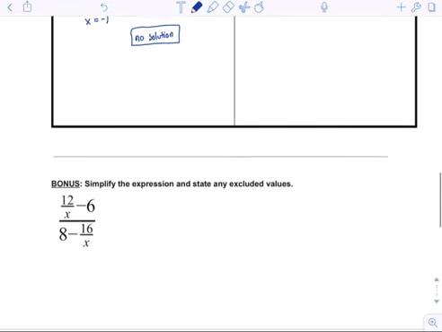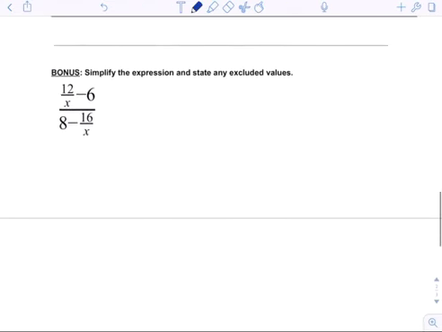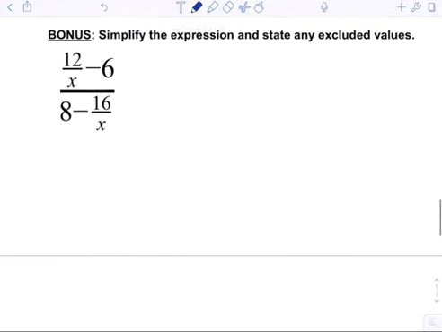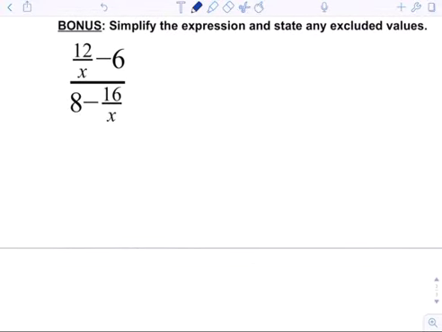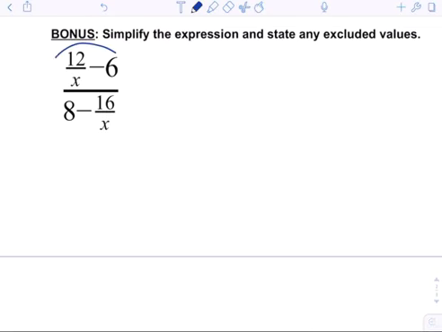Now, here's a bonus one. In this bonus one, what you have to do is get this to have a common denominator and this one to have a common denominator. Looking only at this numerator, we have to get both terms to have a common denominator.